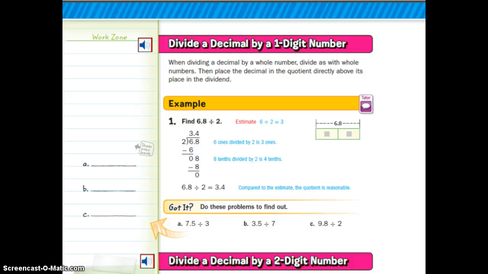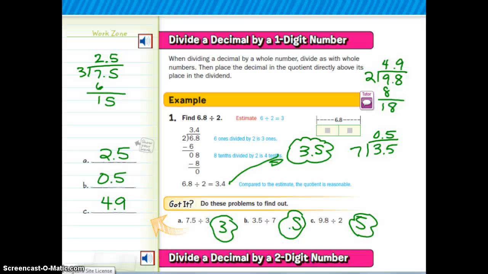Okay, so divide a decimal by a 1-digit number. When dividing by a whole number, divide as the whole number. Alright, and then making sure that you put the decimal directly above where it is in the dividend. So in this case, we have 6.8 divided by 2. So we got 7 divided by 2, which is approximately 3.5. So again, I'm going to put 3.5 in my little cloud. And when we do the division, we get 3.4. 3.4 is close to 3.5. We did good. So again, be very careful. Do an estimate first before you do the math of these problems. See you in a minute.